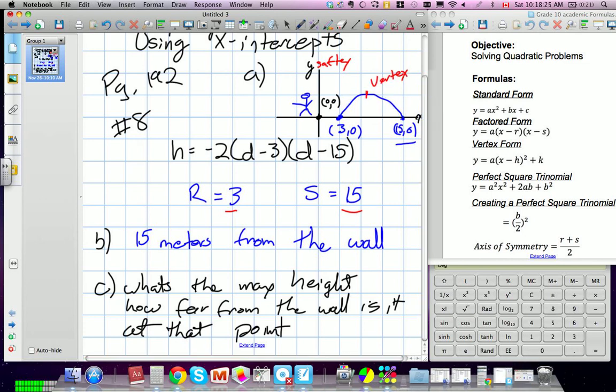Now, when we're in factored form, which we just were, let's remember this is our factored form here. That's what we started in.